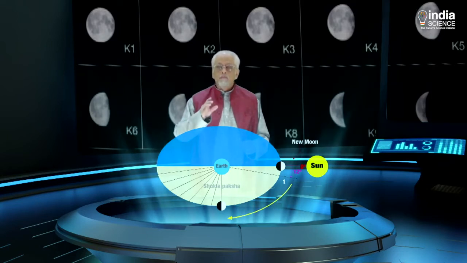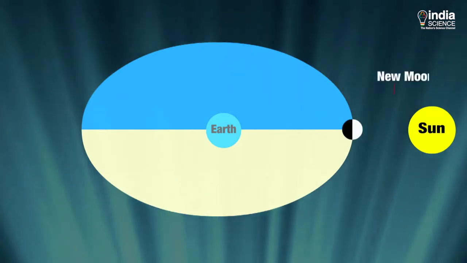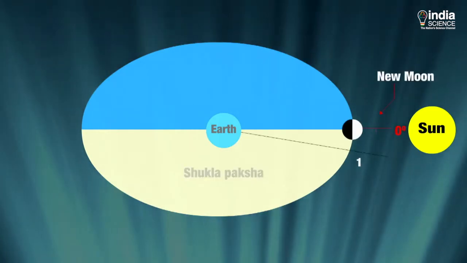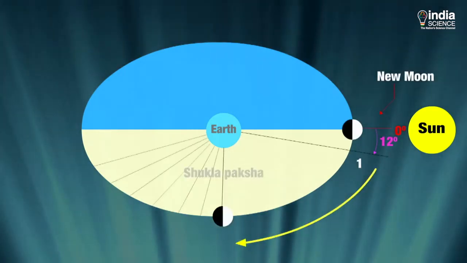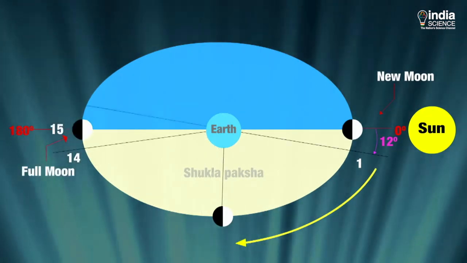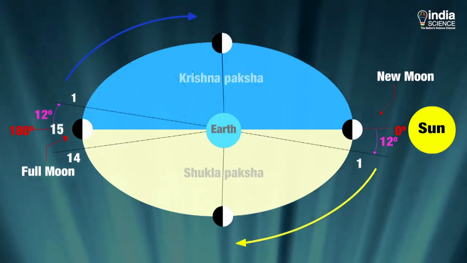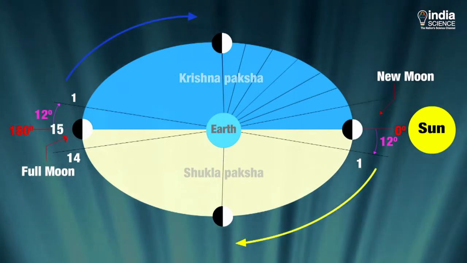If we divide 180 degrees into 15 equal parts, the duration of a paksha, then each part becomes 12 degrees. Thus, each 12 degree portion of angular distance between the moon and the sun, as it appears from the earth, is the tithi.